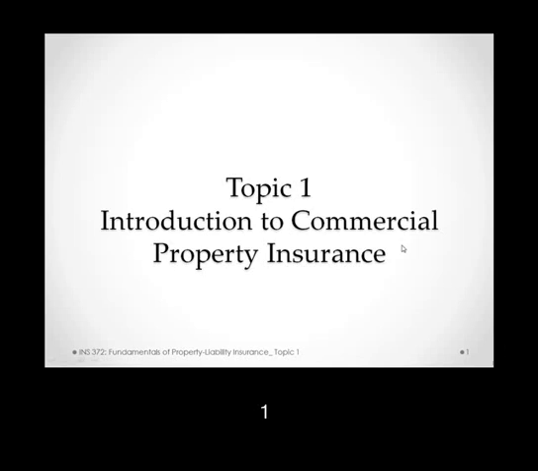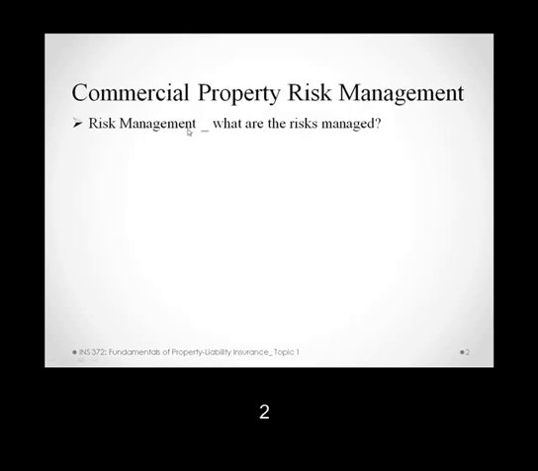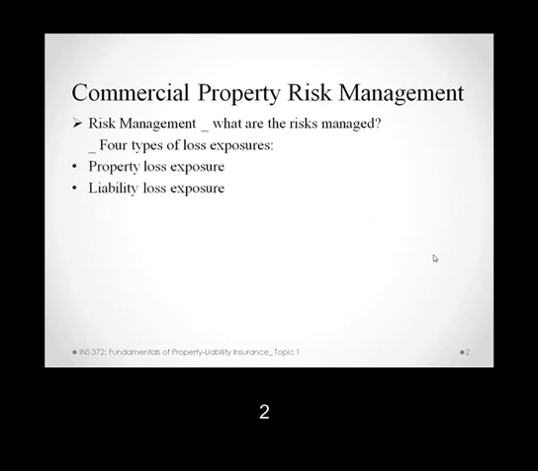In this topic, we're going to talk about different aspects of the basics of commercial property insurance. Now first, let's talk about risk management. What are the risks that are being managed? Well, there are basically four types of loss exposures: property loss exposure, liability loss exposure, personnel loss exposure, and net income loss exposure.